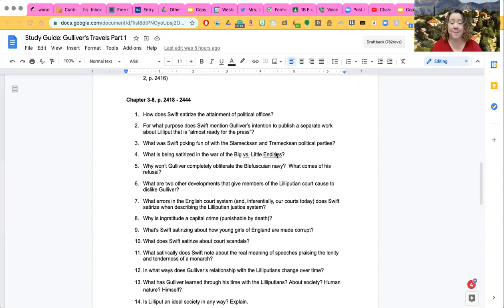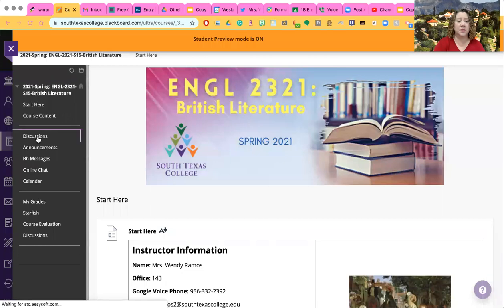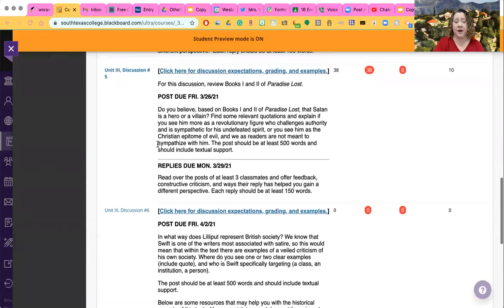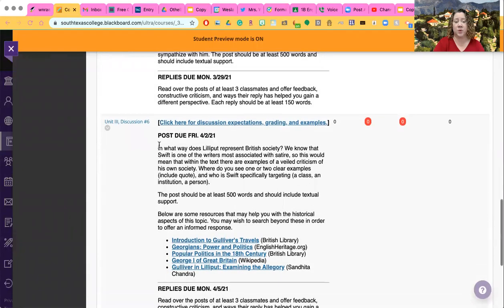And the reason I mention that is because discussion number 6, go back over here to the discussions in Blackboard. Discussion number 6 is due on Friday, and it asks the question, in what way does Lilliput represent British society? So I'm giving you the 3 main ones. You should look for other details in the text, not just the egg one, and write about how you see him satirizing other elements of the society.